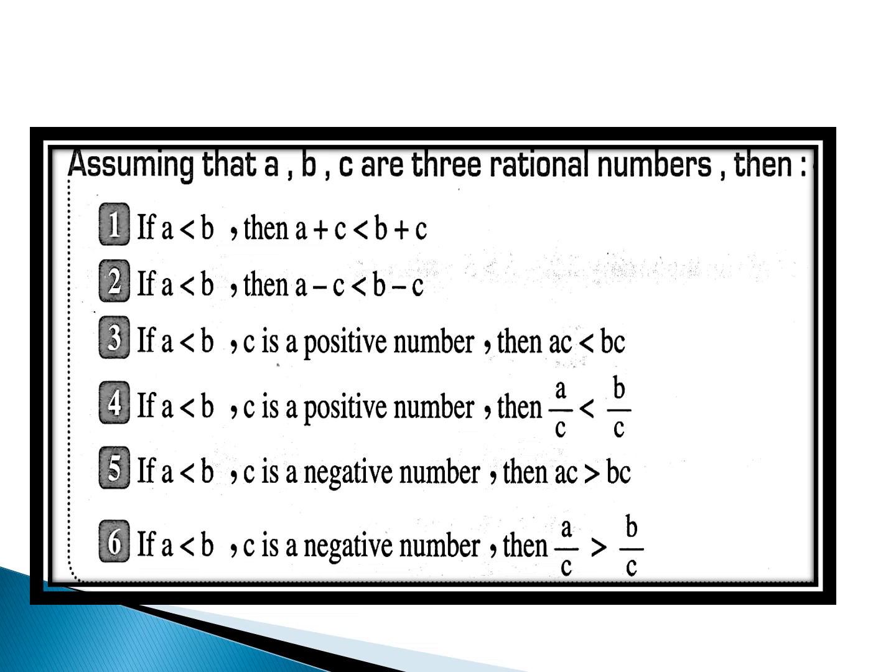But when we have C as a negative number, we change the sign of the inequality. So number 5 and number 6 are for multiplying by a negative constant C. When A is less than B, AC is greater than, not less than, greater than BC. And number 6, also, if A is less than B and C is a negative number, then A over C is greater than B over C.